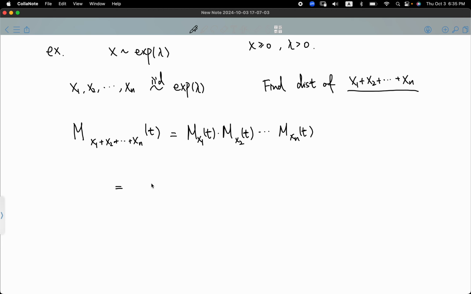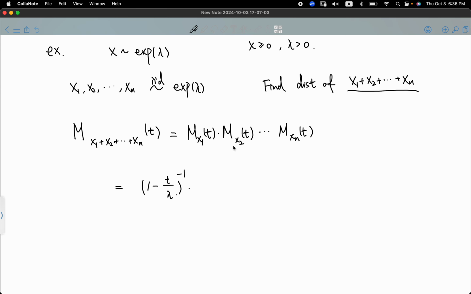Okay, so X1 has the following moment generating function: (1 minus t over lambda) raised to the power of -1. And then let me use square brackets. So all you need to do is just copy those moment generating functions here. So that's for X1.